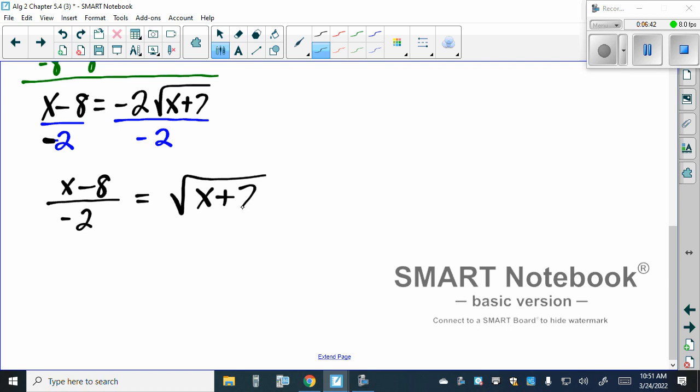We can move the negative to the numerator if we wanted to. Either way is still going to give us the same thing. And there is a trick we can use with that negative 2 that we'll do in a minute. But are there any questions on this so far?